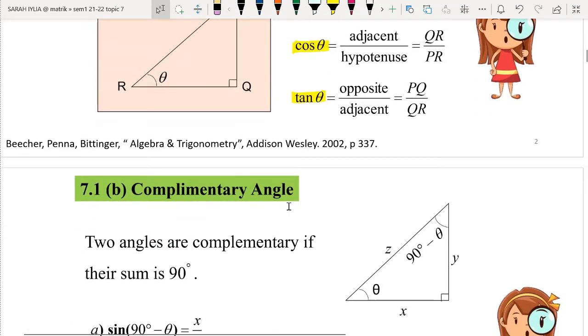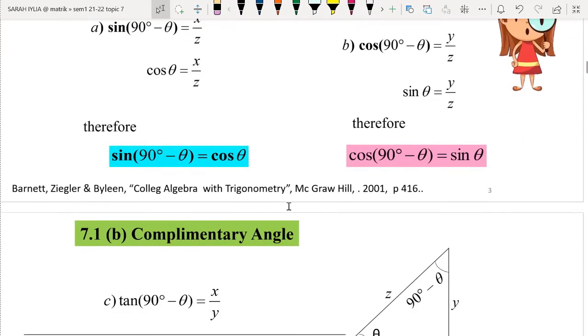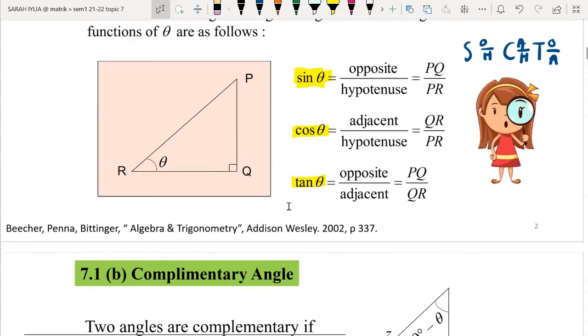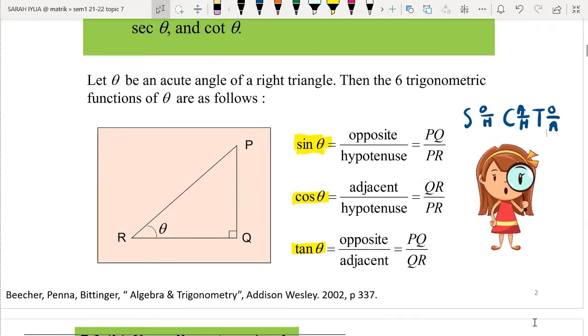From the basic ratios, we have the extended ones, which we don't have here in the lecture note. Never mind. The extensions of these three basic ratios are secant theta, cosecant theta, and cotangent theta.